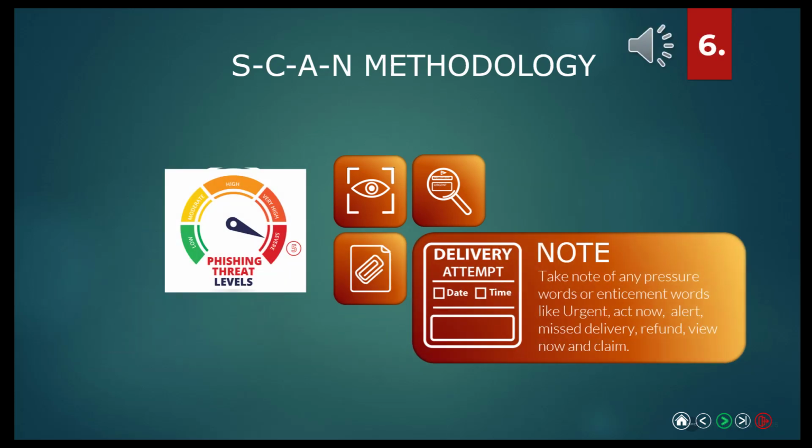So in the last step of our SCAN methodology, we look at taking note of pressure words like urgent, act now, missed delivery, penalty, cancel, suspended, refund, or time-limited offer, which are really baiting victims into some kind of action like clicking on a link. In combination with the previous steps, this would bring the risk level to a severe threat and would almost certainly be a phishing email.